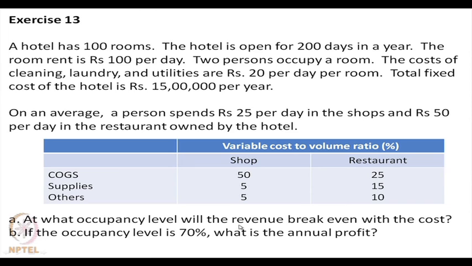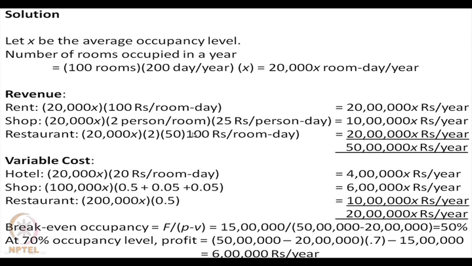So, we are asked to find out the occupancy level at which the break even occurs, and if the occupancy level is 70%, then what is the annual profit. So, first of all, we assume the average occupancy level in a year to be x. The number of rooms occupied in a year therefore is 100 rooms, 200 days per year into percent occupancy. So, this is 20,000 x room days per year.